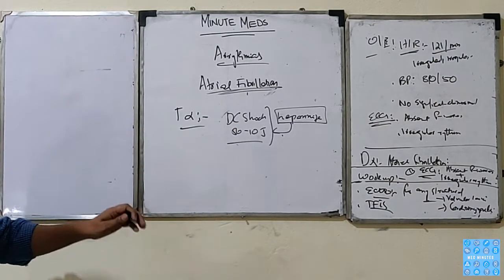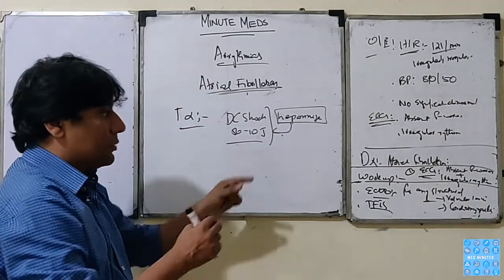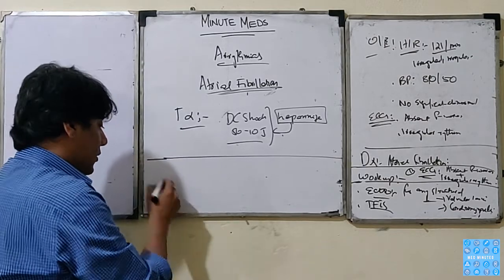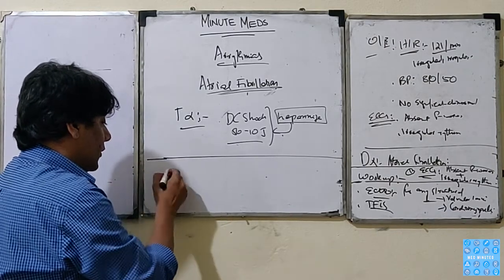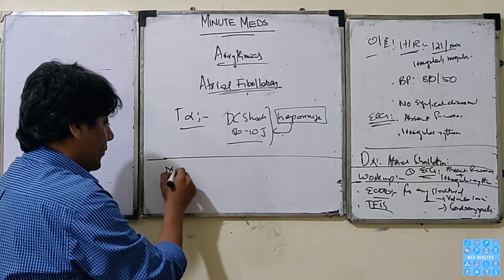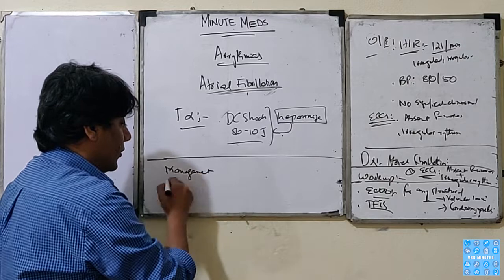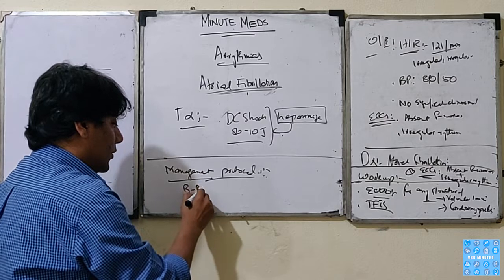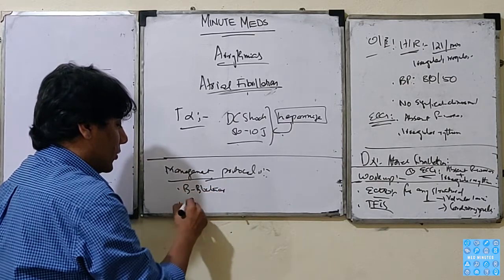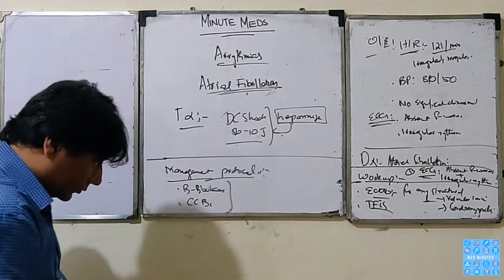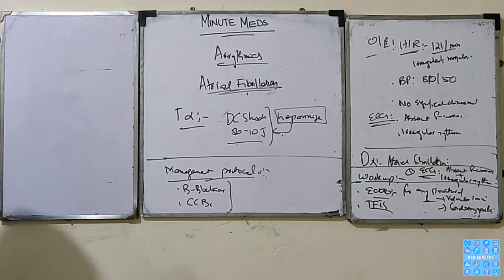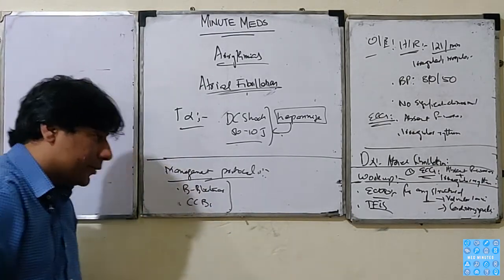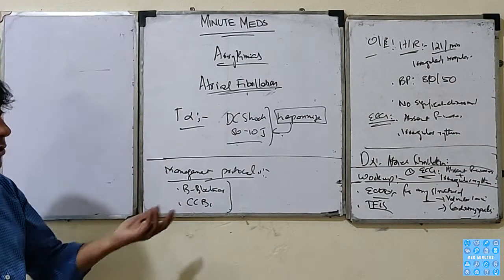Then, after giving the shock, when the patient has stabilized, the rhythm has come back to normal, and the patient has regained consciousness, then we can switch the patient to other drugs, and the management protocol changes. The rate limiting drugs like beta blockers or calcium channel blockers are used to keep the rate in control, and then we work up for the causes.